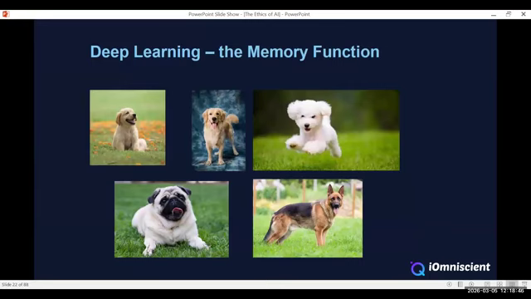And then you moved into things like deep learning, which exercises the memory function of the brain. So if you want to detect a dog, you'd get 100,000 images of dogs and you'd label them. You say, this is a dog, that's a dog, that's a dog, and so on. And then you train your system. And next time a dog comes along, you know it's a dog.